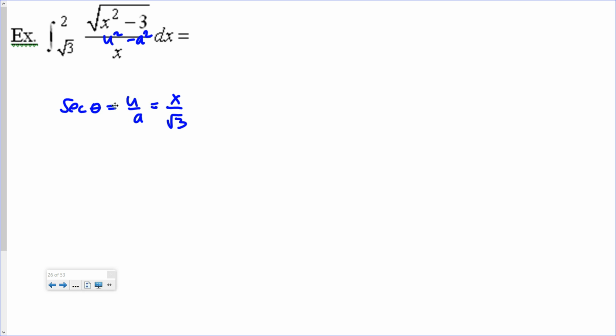If you have a secant, then you have to just remember you also need a tangent. And so how do you find tangent? Well, tangent is opposite over adjacent. I need a little triangle to help me figure out all of my sides.